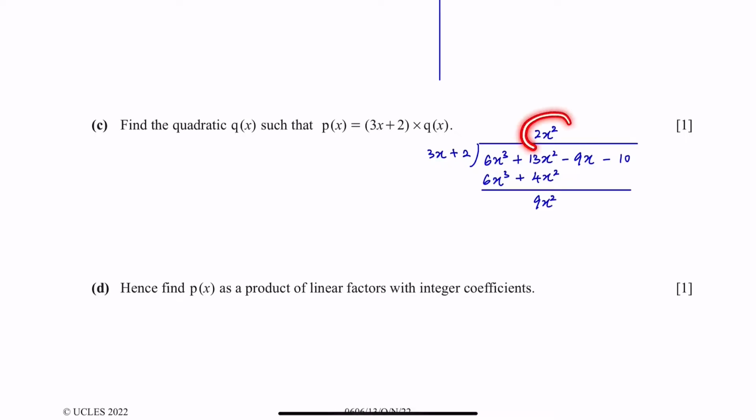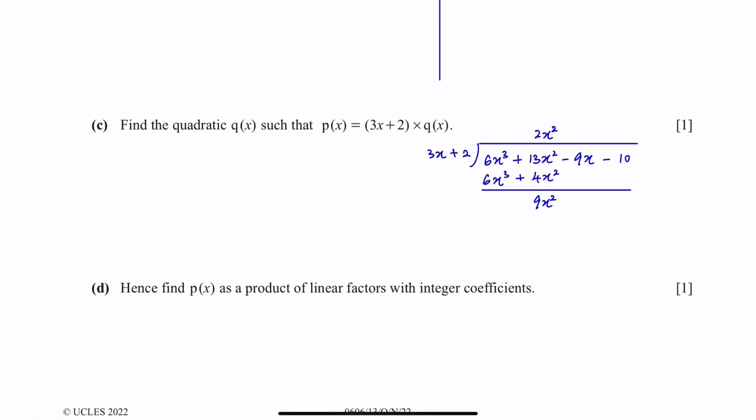How do I get 2x squared over here? So the goal is to take these two numbers, we multiply these two together to get 6x cubed. So how do I get this from 3x? I need 2x squared times 3x to get 6x cubed.